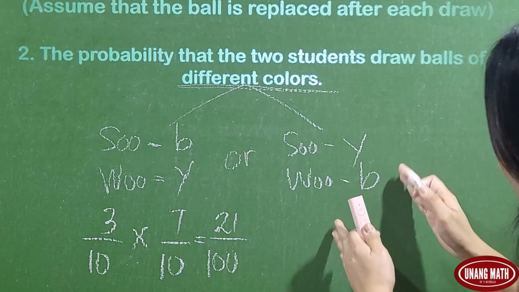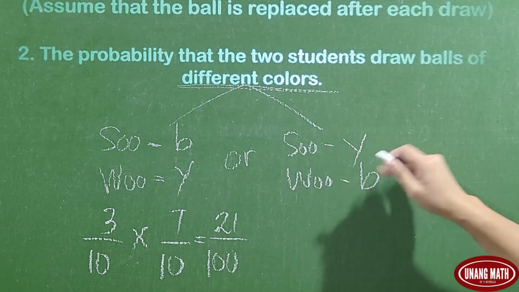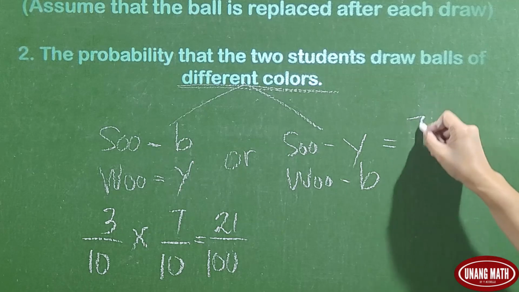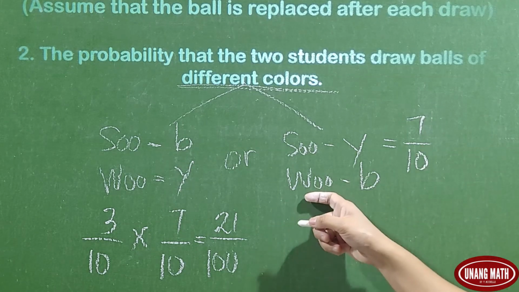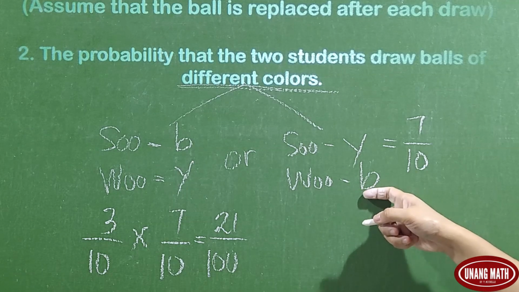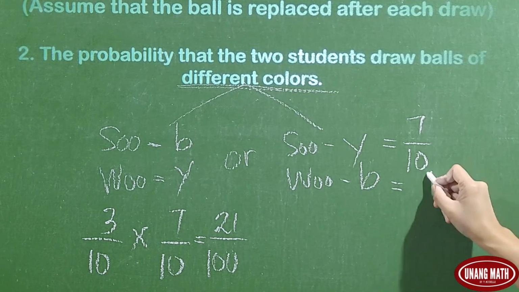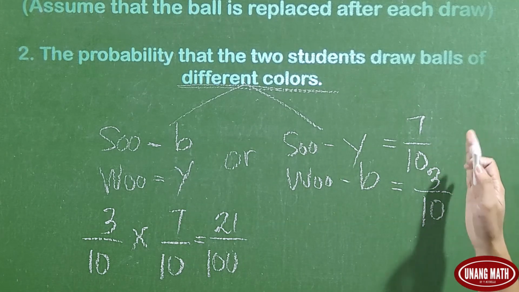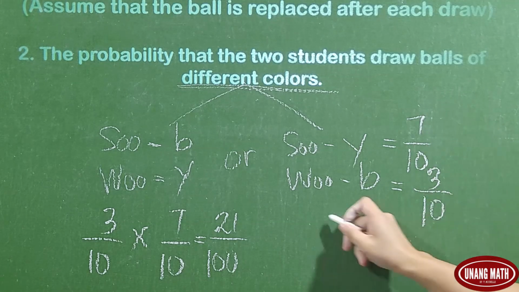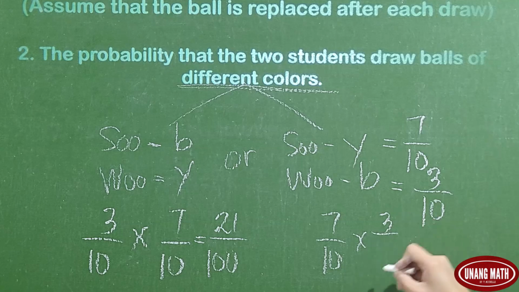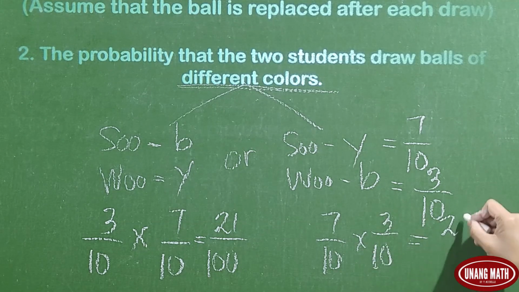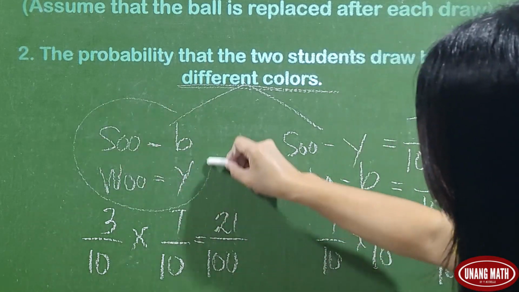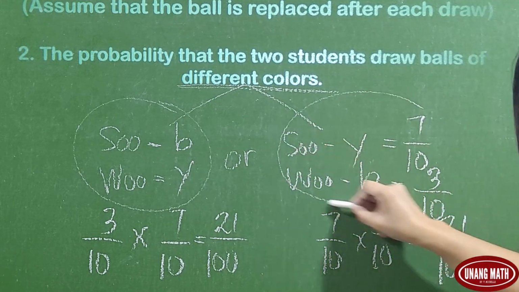Okay, what about here? In this case, Sue, yellow, so the probability is 7 over 10. What about for U? What's the probability wherein he got a blue ball? So it would be 3 over 10. So these 2 situations happen at the same time, then we have to multiply. So we will get here also 21 over 100. Take note, this is different from this one.